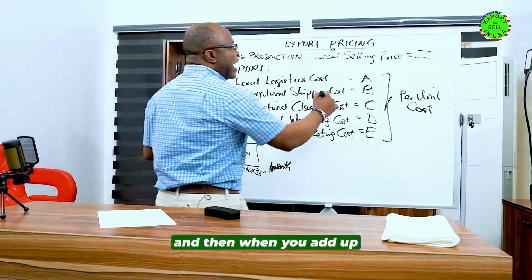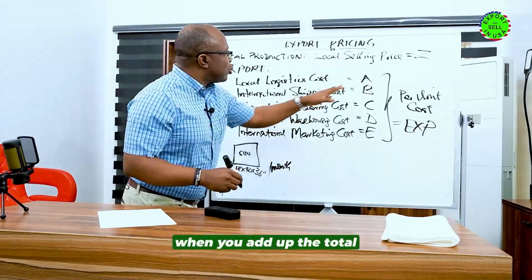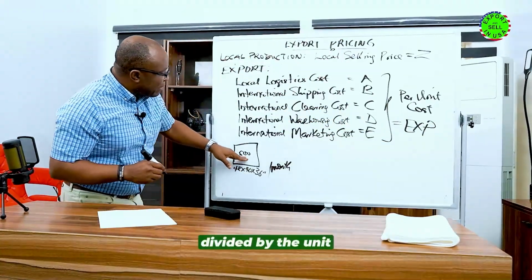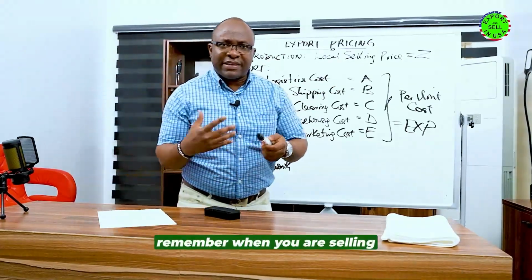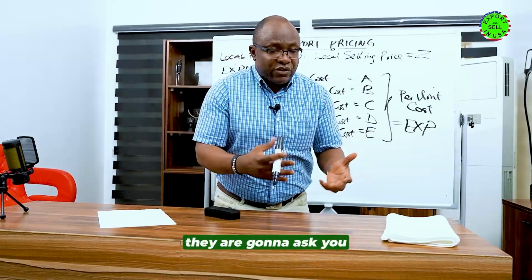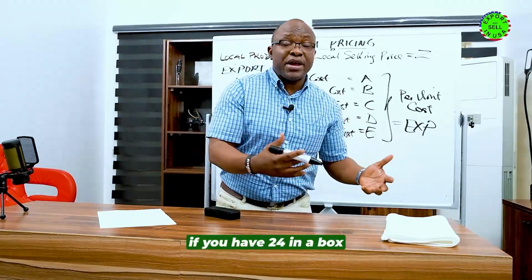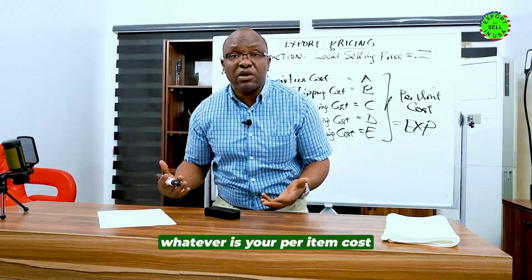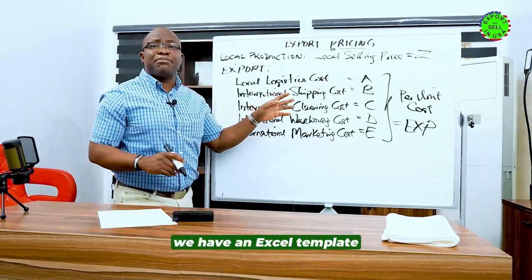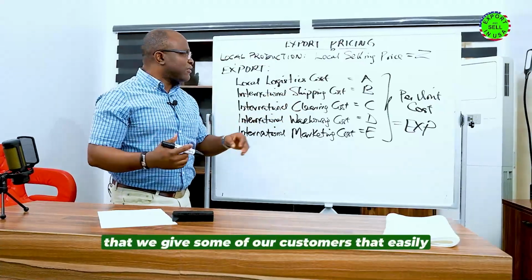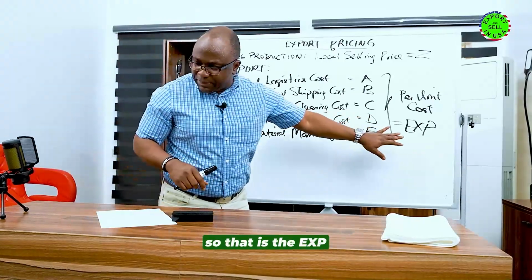When you add up all of that, I'm going to call that EXP. When you add up the total export cost divided by the units, that will give you the per item cost. Remember, when you are selling this product to a store, they are going to ask you how much is each of them. What is the per item? If you have 24 in a box, then it's 24 times whatever is your per item cost. So you need to get this right. We have an Excel template that we give some of our customers that easily computes all of this. So that is the EXP per item cost.